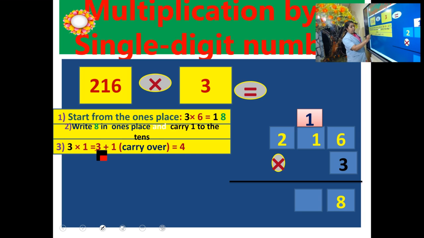Then 3 into 1 is 3. Then add the carryover. 1 is the carryover. 3 plus 1 is, yes, 4. Where do we write the 4? The answer you are getting is 4.